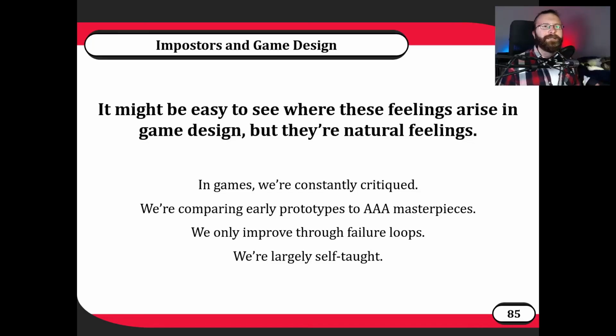And in creative fields, we're constantly being critiqued. That's the heart of playtesting: I'm going to put something that I know is not great out there and get critiqued. So we're in a constant state of critique. We're comparing early prototypes to AAA masterpieces because we tend not to see the AAA prototypes. We only see the results of 6 years and 600 people working on something for 40 to 80 hours a week. And we're comparing ourselves to all that. We're comparing ourselves to the 5 indie gems that made it huge this year.